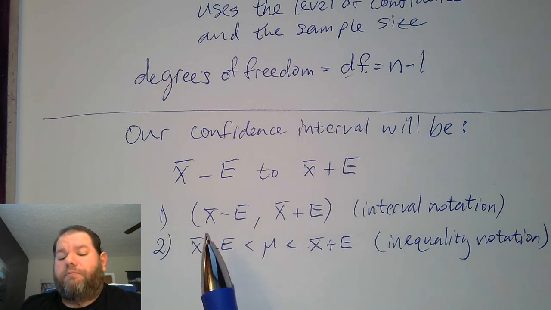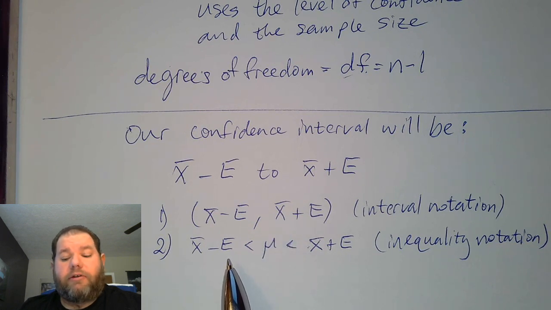So we'll be given the x bar value. So we really just have to focus on calculating this e value, this margin of error that we've been talking about. And that will allow us to find our confidence interval based on that.